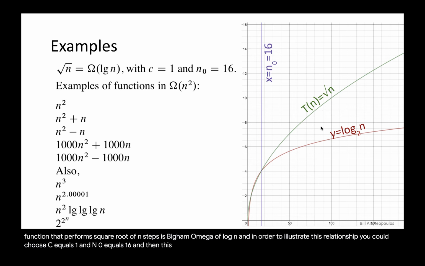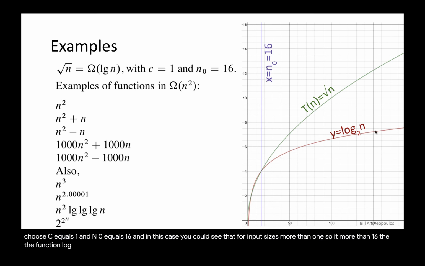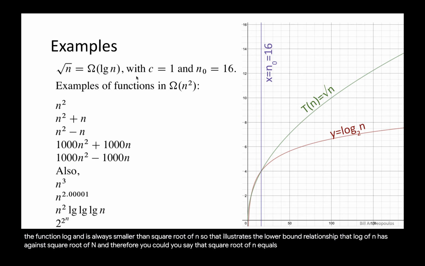And in this case, you could see that for input sizes more than 16, the function log n is always smaller than square root of n. So that illustrates the lower bound relationship that log of n has against square root of n, and therefore you say that square root of n equals big omega of log of n.